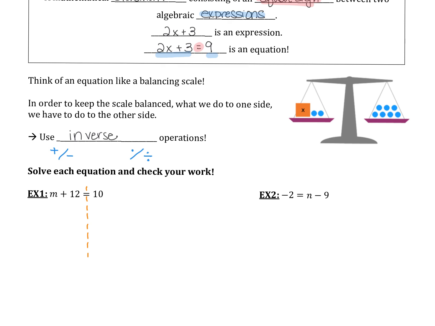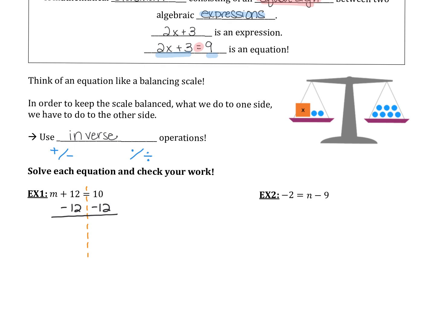Now, ultimately, my goal is to get the variable by itself. My goal in solving the equation is to figure out what m equals. So, in the way of figuring out what m equals is this plus 12. And if I want to undo a plus 12, my inverse operation to that is minus 12. But I can't just take 12 away from one side. I've got to take it away from both sides. Now that dotted line that I drew helps remind me that what I'm doing to one side, I do to the other. Now on these one-step equations, it may not be needed to write.